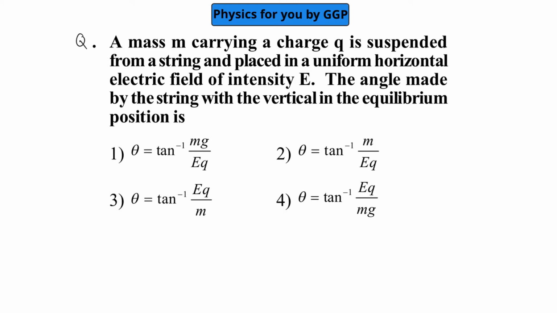It is given that a mass m carrying a charge q is suspended from a string and placed in a uniform horizontal electric field of intensity E. The angle made by the string with the vertical in the equilibrium position is?